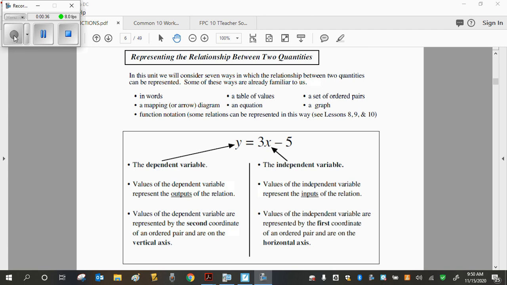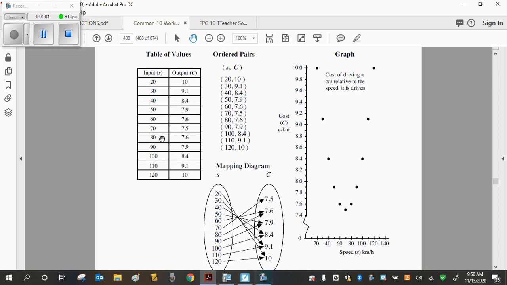Okay, so we're on page 6 in the handout. And it says there's 7 ways, probably more than 7, in which a relationship can be represented. And those 7 ways are the dots, everything from table of values to equations to maps to graphs. And you can see them right here. You don't need to turn to this page. You do not have this page.